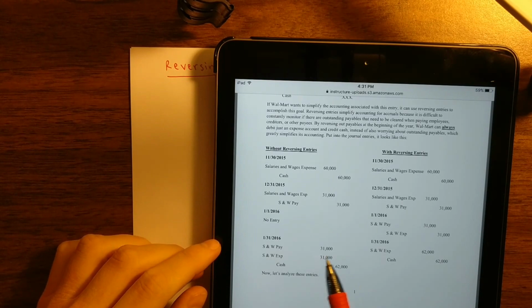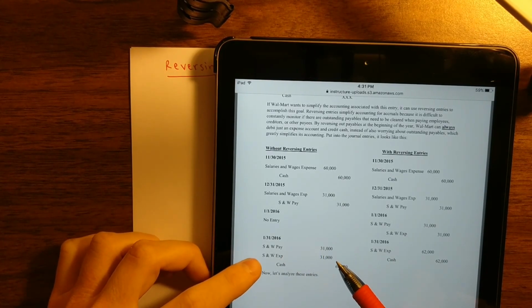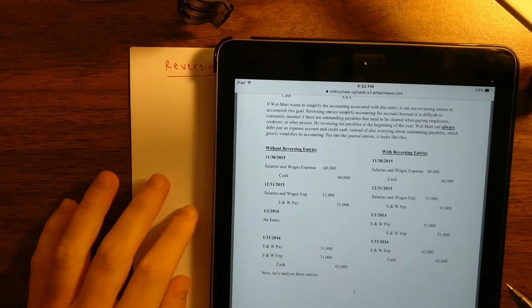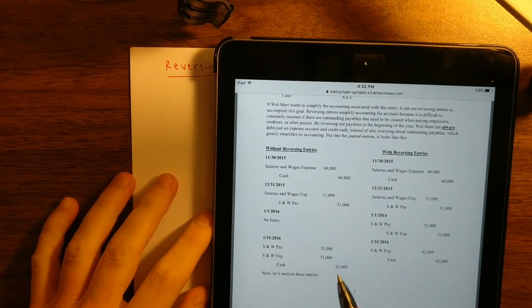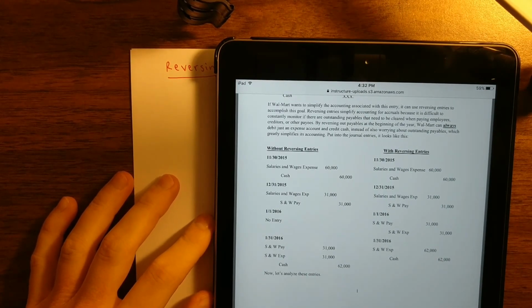We were saying, okay, we had this payable outstanding of $31,000, take that off the books, then record the additional salaries and wages expense of $31,000, and then we have to pay out the cash. So we more or less understand how to do this part. The reversing entries part is kind of more where we're getting bogged down at this point.